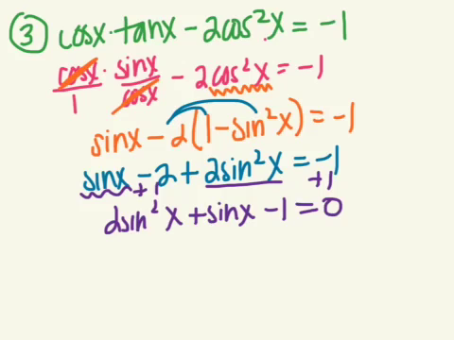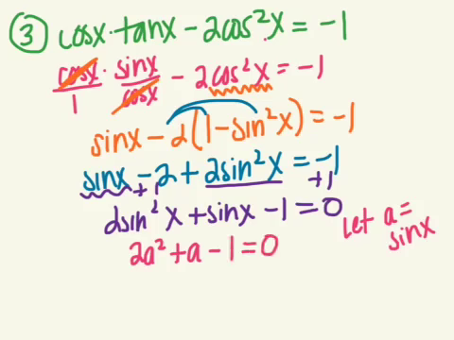Alright, so now I'm going to factor this. We talked about in class how sometimes it's a little bit easier if you write it in terms that are easier. So I'm going to choose to let a equal sine of x. Once you do that, you can rewrite it as 2a squared plus a minus 1 is equal to 0. And that puts it in terms of a quadratic that we're a lot more familiar with factoring.